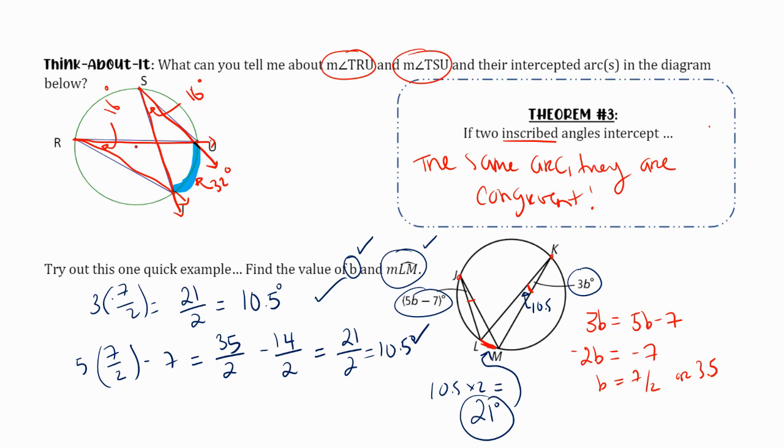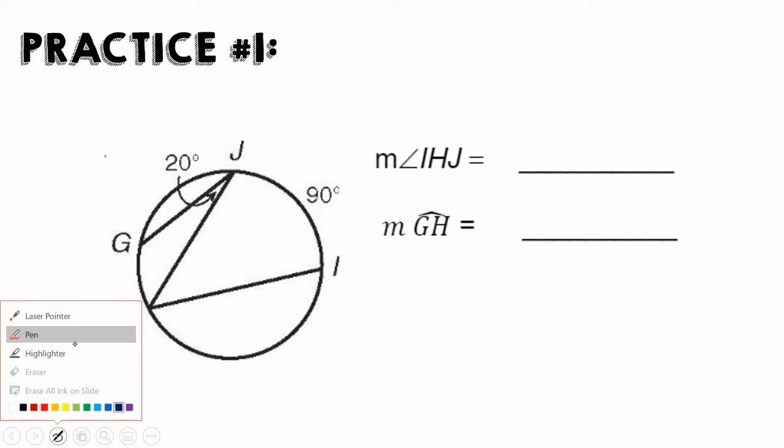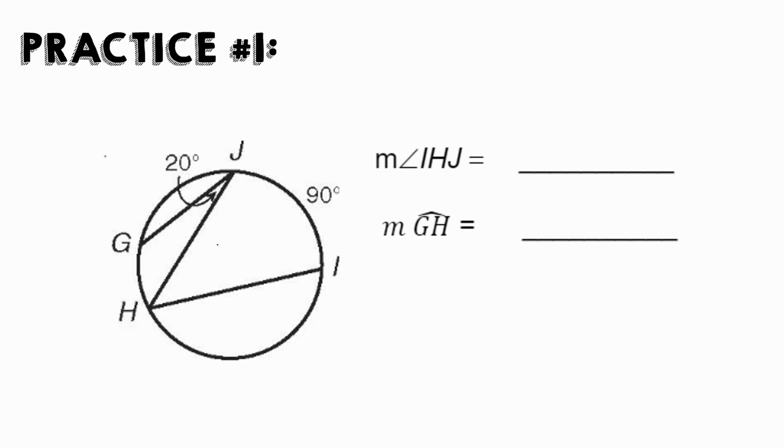Okay, so let's do some practice. And this is where I would encourage you to pause the video, try it on your own, and then listen to me to go over it. So hopefully you've had an opportunity to try. Our goal here is to find the measure of angle IHJ, that's this angle, as well as the measure of arc GH, that's this arc.